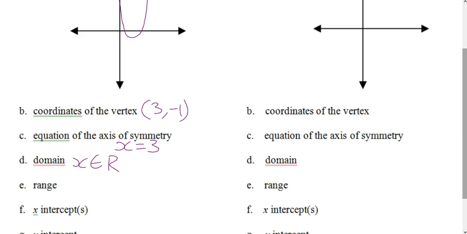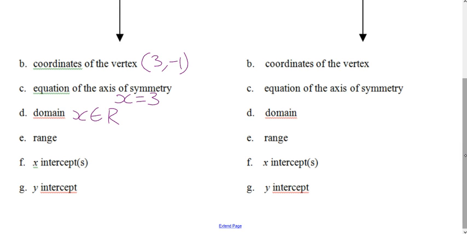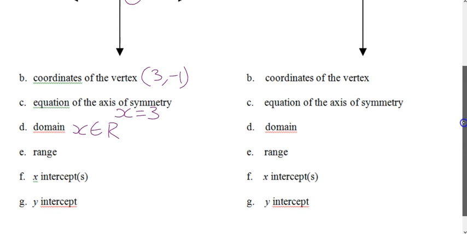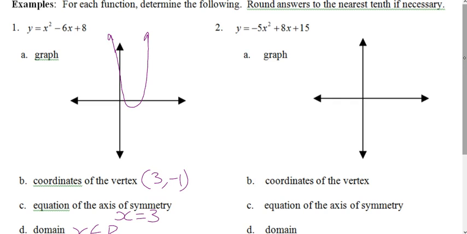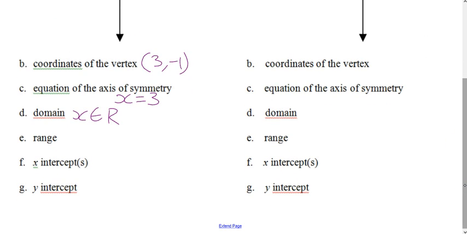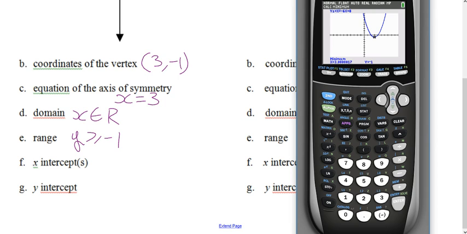Yeah, so for all quadratics, domain is always x belongs to the reals. How about the range? So we got a minimum or maximum going on here. Y is greater than or equal to negative 1. Yeah, y is greater than or equal to negative 1. What are the x-intercepts? Okay, so looking at the grid, it looks like the x-intercepts are 2 and 4.